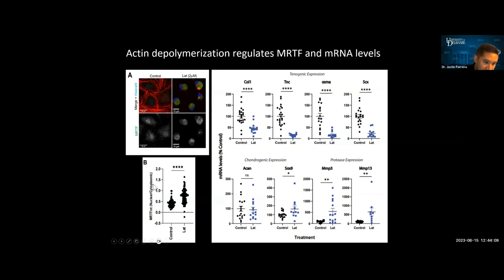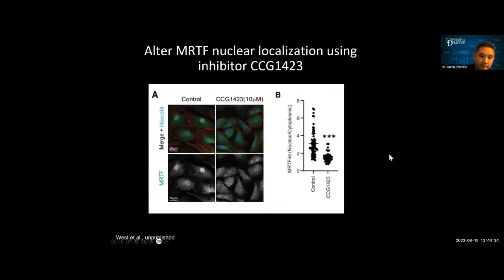This was backwards, but this is actually cytoplasmic to nuclear fluorescence. And what you see here is that there's an increase in cytoplasmic MRTF. In addition, treating with latrunculin showed similar effects to what was seen with TR100. There's a reduction in tenogenic gene expression, an increase in the matrix metalloprotease, and an increase in SOX9 gene expression. So really recapitulating what happens with tendinosis. So perhaps MRTF signaling is involved.